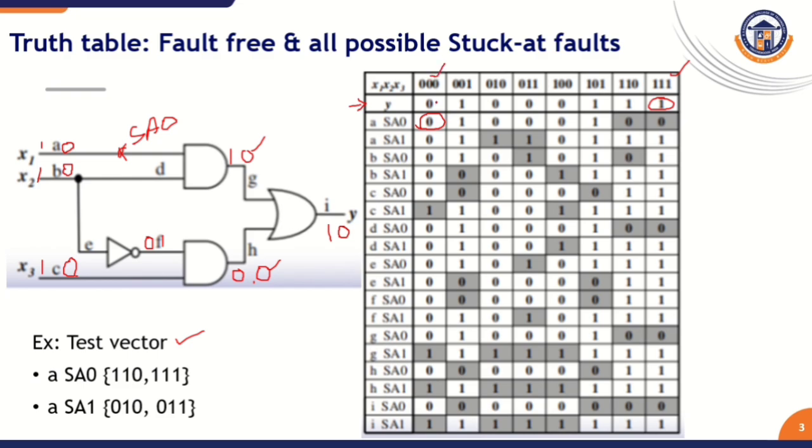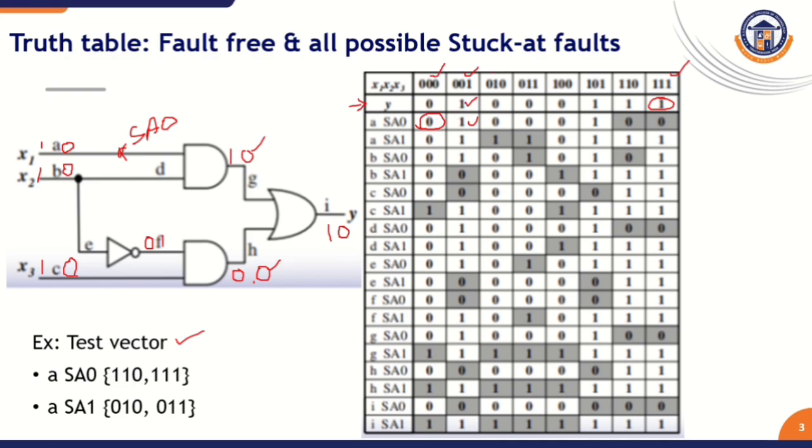So now you compare both values. That is, the fault free response is 0. The faulty response is also 0 when the A line is affected by stuck at 0. In a similar way, we apply the 0 0 1 combination. At that time the fault free response is 1, and the faulty response is also 1. Now we compare both outputs, both are the same.